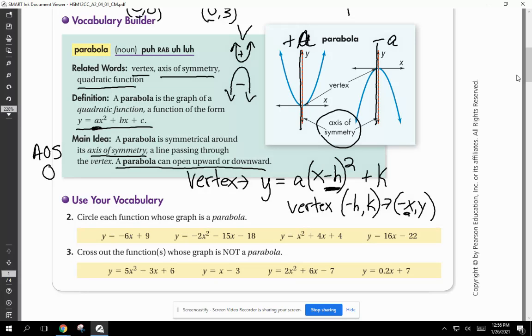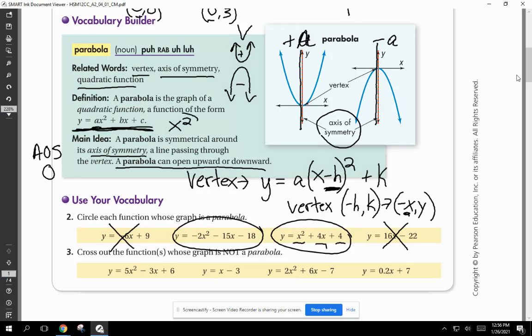Circle each function whose graph is a parabola. Remember, the parabola needs to look like this right here. This does not look like this. It doesn't have a square. This does have an x squared, an x, and a c, so this is correct. This has an x squared, an x, and a c, so this is correct. This does not have an x squared, so it is not a parabola. That's the main difference between anything else we've learned before: the x squared is huge for the parabolas.